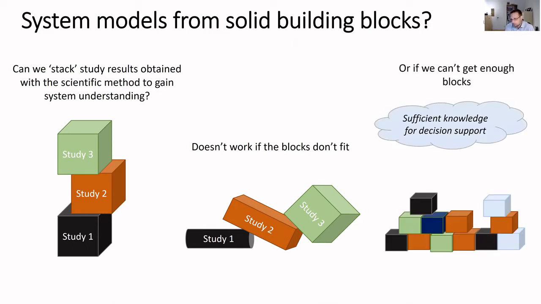But the major problem really is that we often can't get enough blocks together. So the cloud you're seeing here indicates the knowledge we would have to have in order to provide meaningful decision support to somebody wanting to manage this system. And the blocks here, of course, don't come anywhere close to reaching that cloud quite yet.